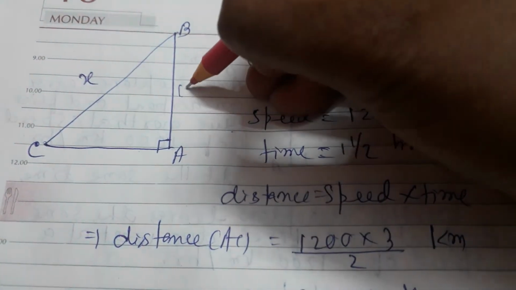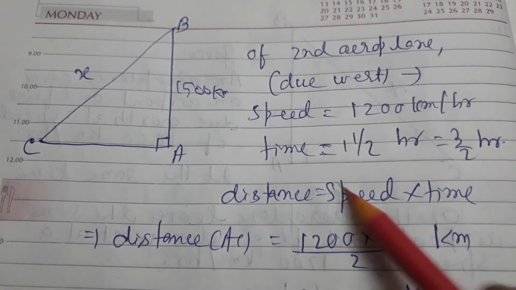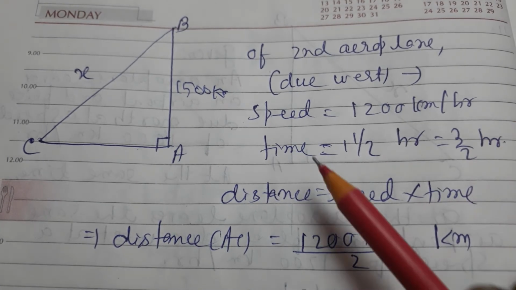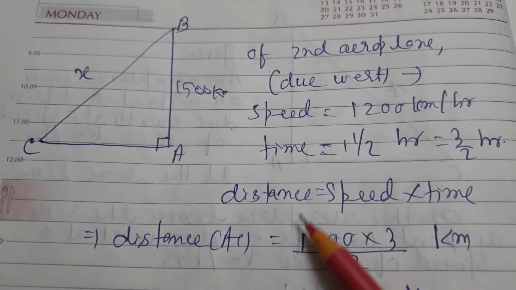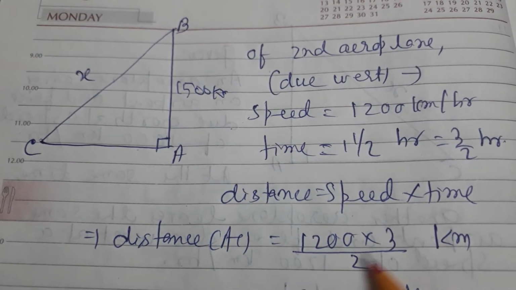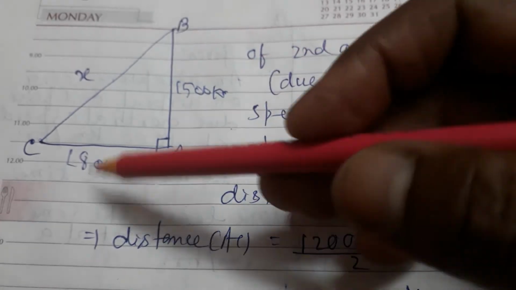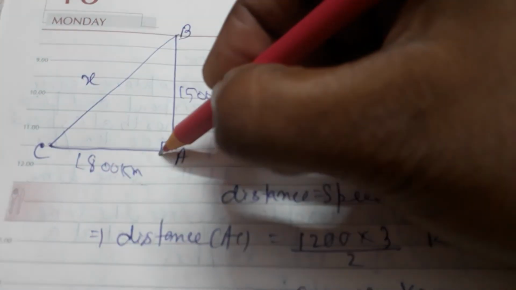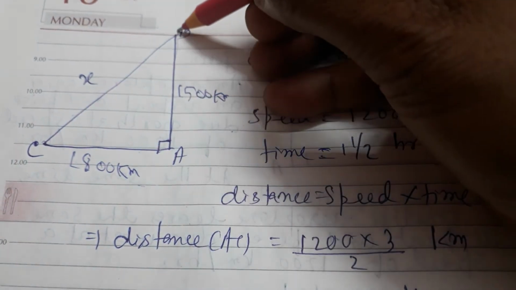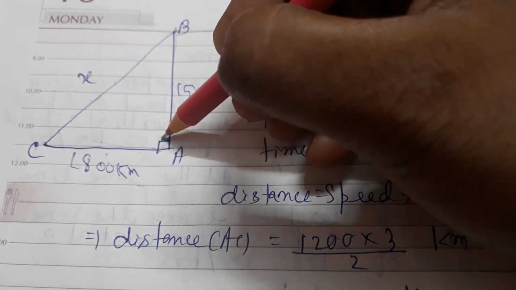And now of the second aeroplane due west, speed equals 1200 kilometer per hour, time equals 1.5 hour, and distance equals speed into time. So distance AC equals 1200 into 3/2, that is 600 into 3, 1800 kilometer. Okay. Now this is 1500 kilometer, this is 1800 kilometer. This angle is 90 degrees because this is the north side and this is the west side, and between north and west the angle is always 90 degrees.